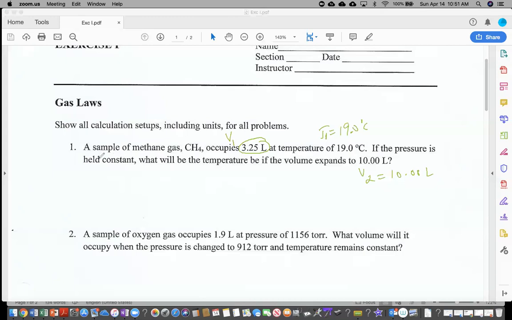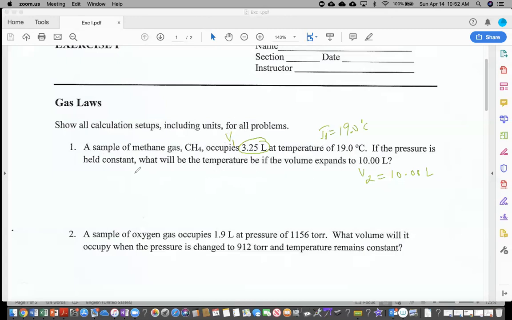So this question could have easily not mentioned pressure. The question could have just said the volume is 3.25, temperature is 19. What is the temperature going to be if volume was 10 liters? It could have just skipped that, but it didn't. It just wanted to confuse you by putting the word pressure in there. But you have to be confident with these things. When it's saying pressure is constant, that means it's not changing. That means I don't need to worry about it. So the only thing changing is volume and temperature.